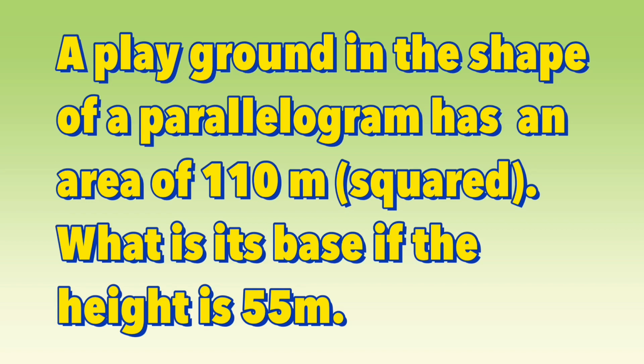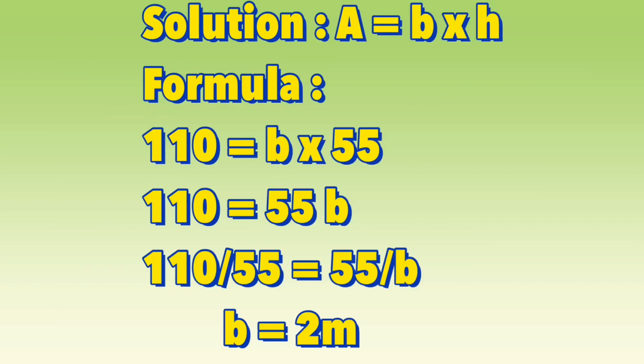And number 2 is a problem. A playground in the shape of parallelogram has an area of 110 square meters. What is its base if the height is 55 meters? Solution, again, we will use the formula of parallelogram. Area equals base times height. Then we have to substitute. The given area is 110 equals the base times the given height is.